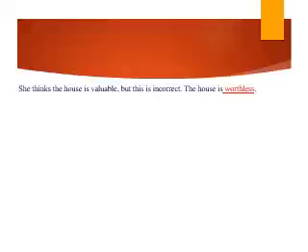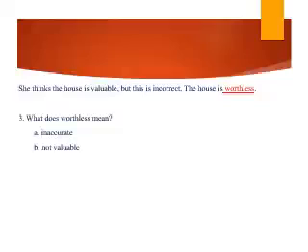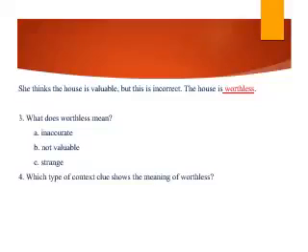Now let's see example number 2. She thinks the house is valuable, but this is incorrect. The house is worthless. Number 3. What does worthless mean? A. Inaccurate. B. Not valuable. C. Strange. Question number 4. Which type of context clue shows the meaning of worthless? A. A synonym. B. An antonym. C. Examples.